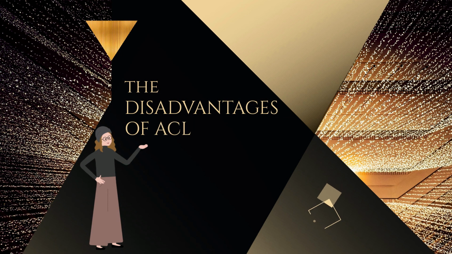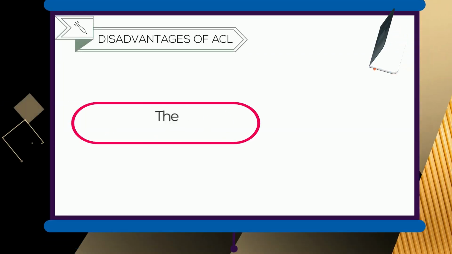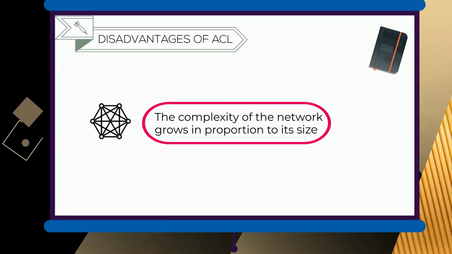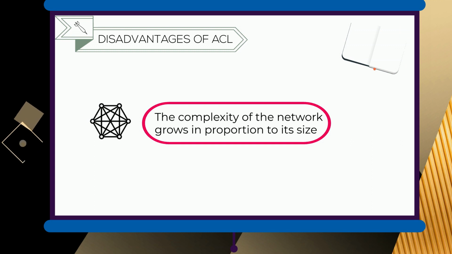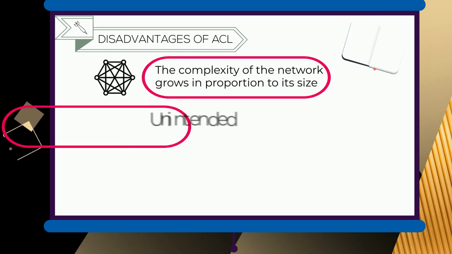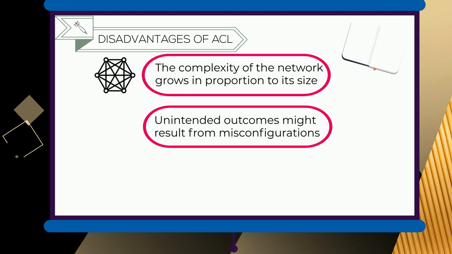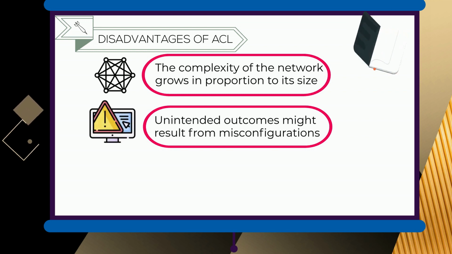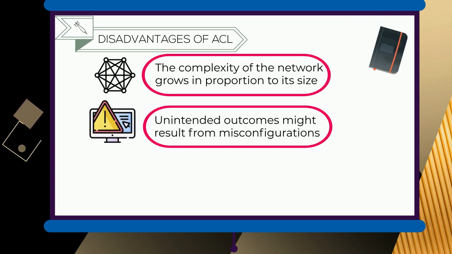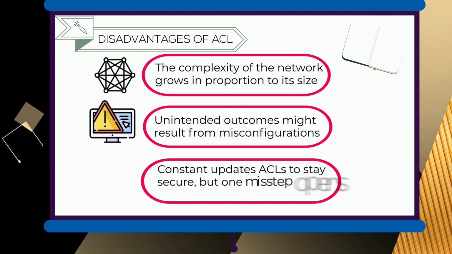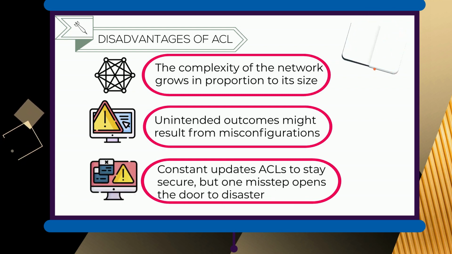The disadvantages of ACL. The first one is that the complexity of the network grows in proportion to its size. Next, unintended outcomes might result from misconfigurations. Last, it requires constant updates to ACLs to stay secure, but one misstep opens the door to disaster.